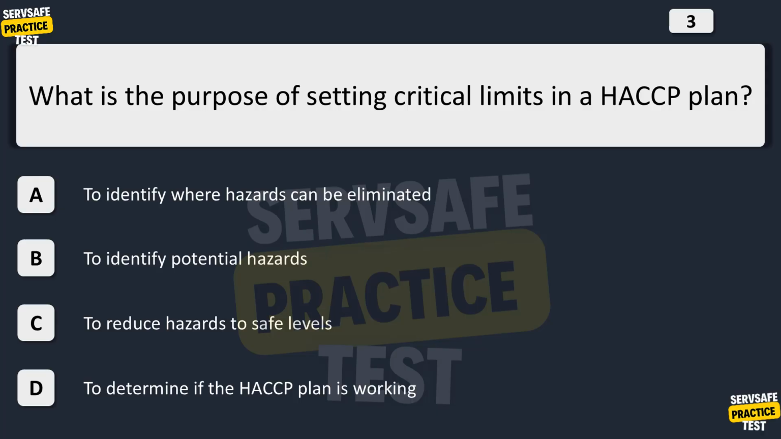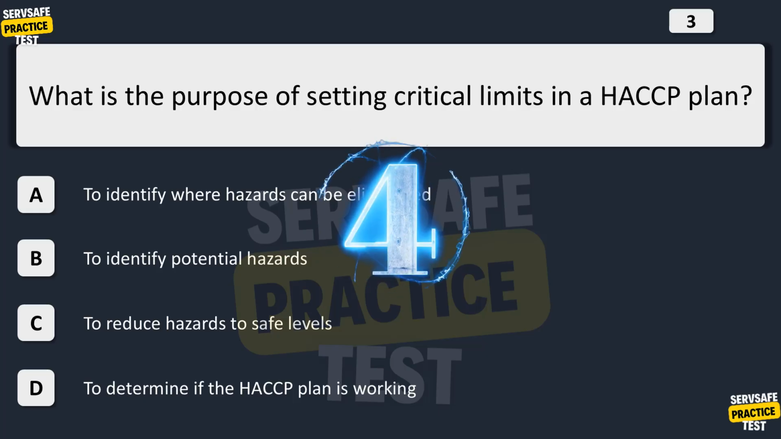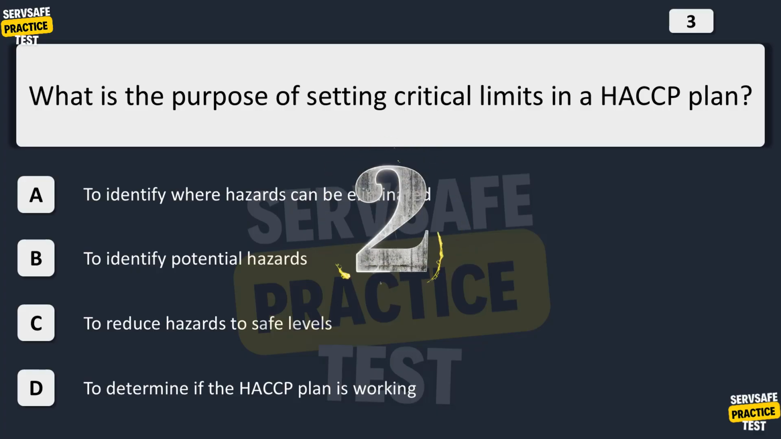What is the purpose of setting critical limits in a HACCP plan? A. To identify where hazards can be eliminated. B. To identify potential hazards. C. To reduce hazards to safe levels. D. To determine if the HACCP plan is working. The correct answer is A. To identify where hazards can be eliminated.